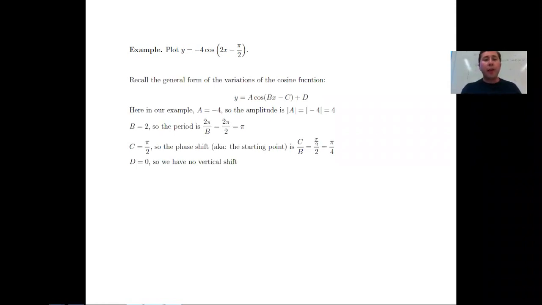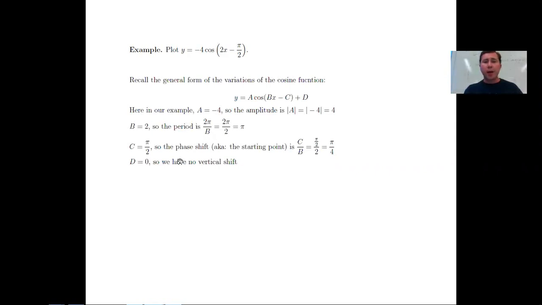The absolute value of a is the amplitude. So that means this function will have an amplitude of 4, meaning its peaks and valleys will have a distance of 4 from the axis that we're plotting on. B equals 2. That means that the period is 2 pi over 2. We use 2 pi in the numerator here because that is the period of the regular just cosine x function. So our period for this example is pi.